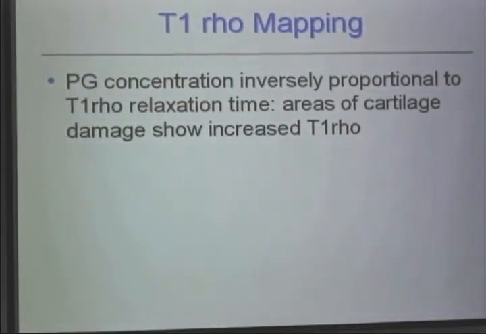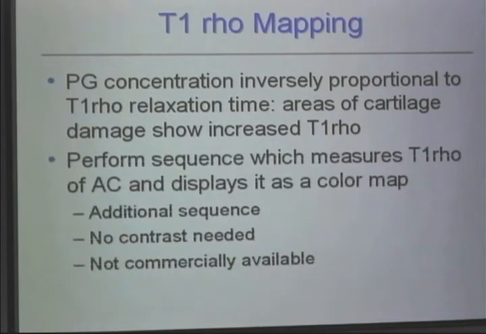T1 rho mapping also looks at proteoglycan concentration. It's inversely proportional to the T1 rho relaxation time. We perform a sequence which measures this and displays it as a colored map. Again, this is an additional sequence. There's no contrast needed, and it's not commercially available.